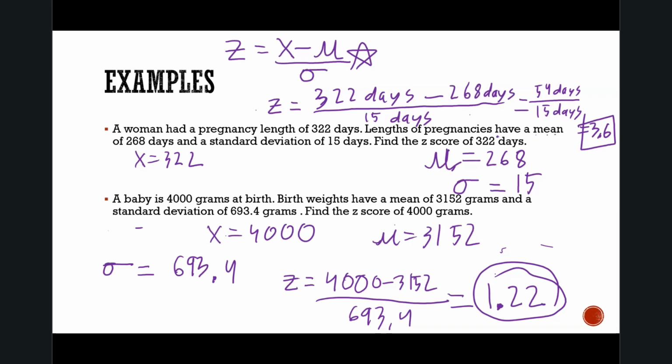Questions on this? So the z-score tells us relative standing. Is something exceptional? Is it above the mean? Is it below the mean? In a single number.